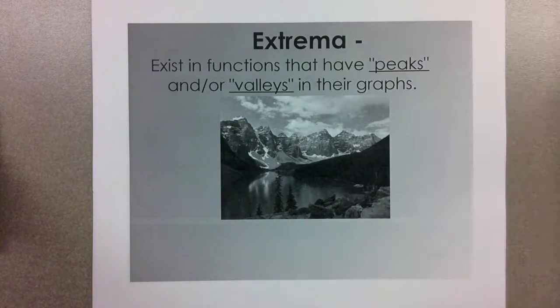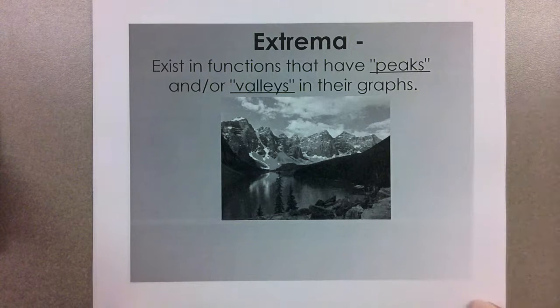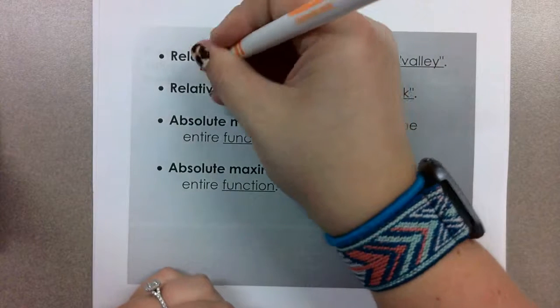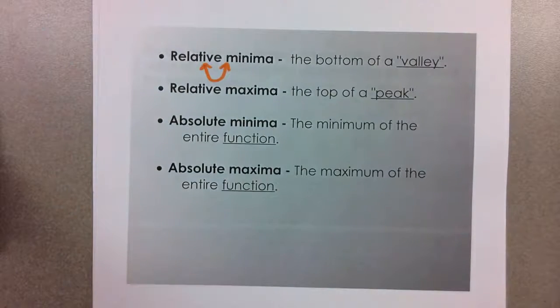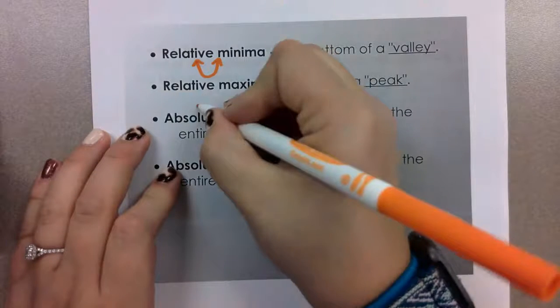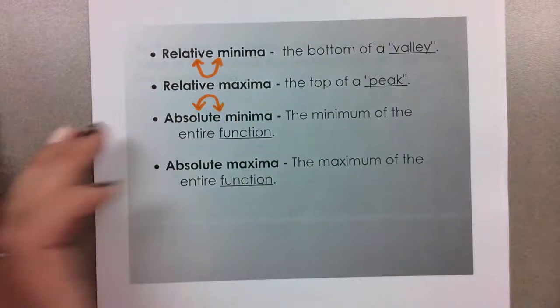We're also going to talk today about extrema. These are our extremes, our peaks or our valleys, our maximums or our minimums, our tops, bottoms. A relative minima, plural of minimum, is the bottom of a valley. This means it is lower than the points around, but not necessarily the absolute minimum. The relative maxima, same thing, but with a maximum atop of a peak.